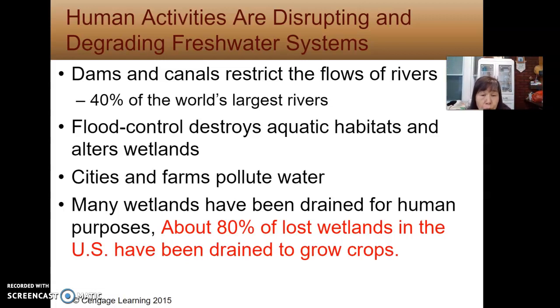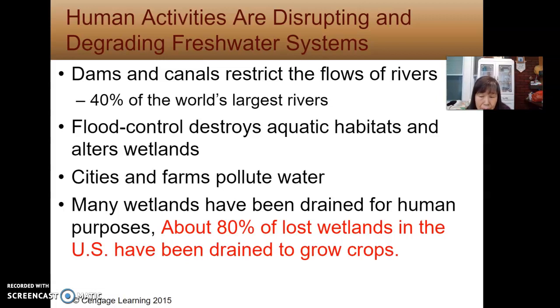So they restrict the flow of rivers. That means we change their course, and change or damage the habitat. So 40% of the world's largest rivers have dams and canals. And then we also build flood control systems. And then in turn, they change the aquatic habitats and change the wetlands.